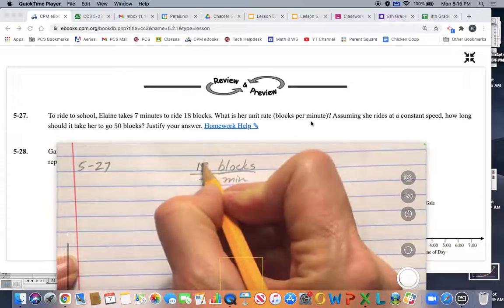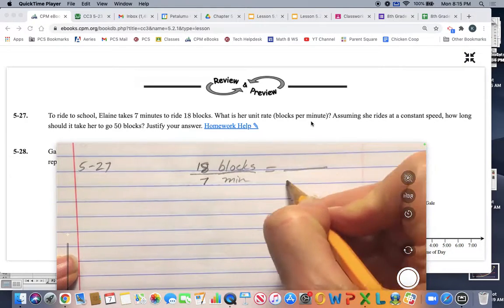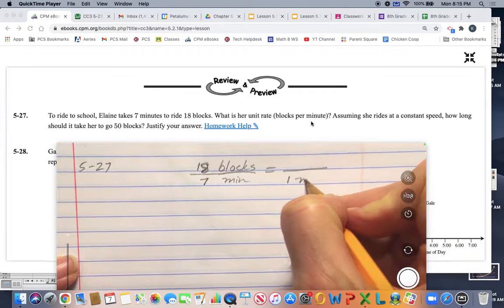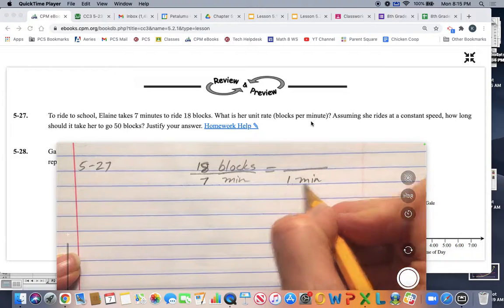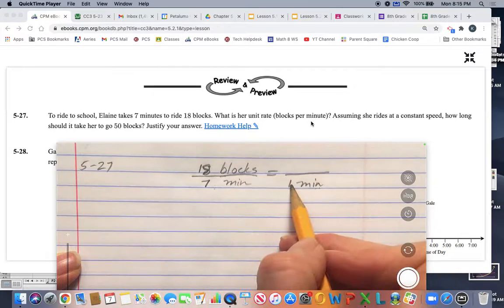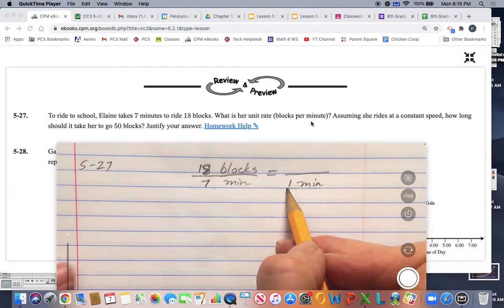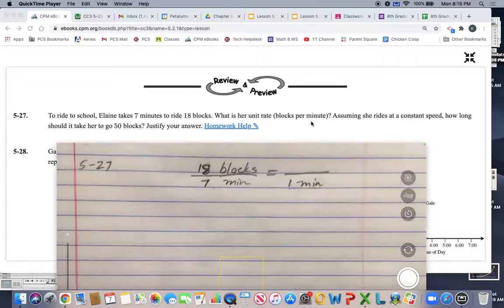All right, so we want to find out how many blocks she can ride in 1 minute, because a unit rate is always over just 1 unit. Okay, so the easiest way to find out how many blocks you can ride in 1 minute is just to take this 18 blocks and divide it by 7. So we will do that right now.